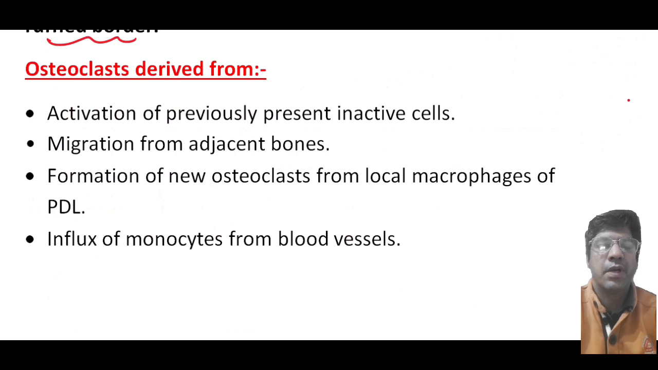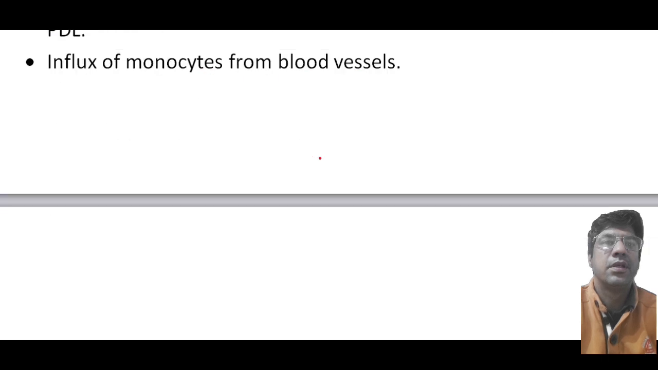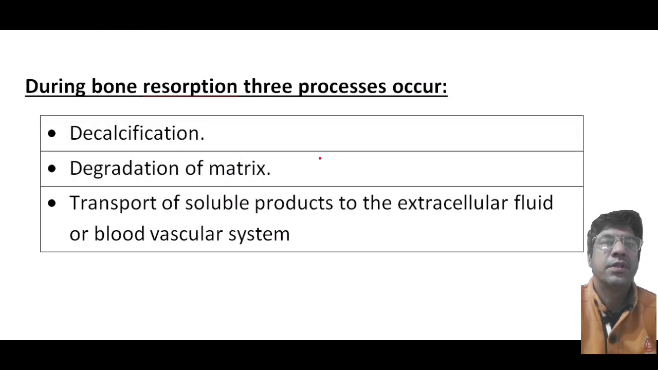The osteoclasts are derived from premature inactive cells, migration from the adjacent bones, and formation of new osteoclasts from the local macrophages. During bone resorption, you will see three processes: decalcification, degradation of matrix, and transport of soluble products to the extracellular fluid.